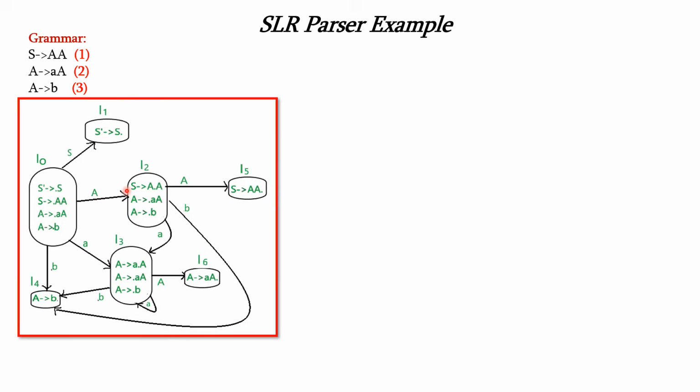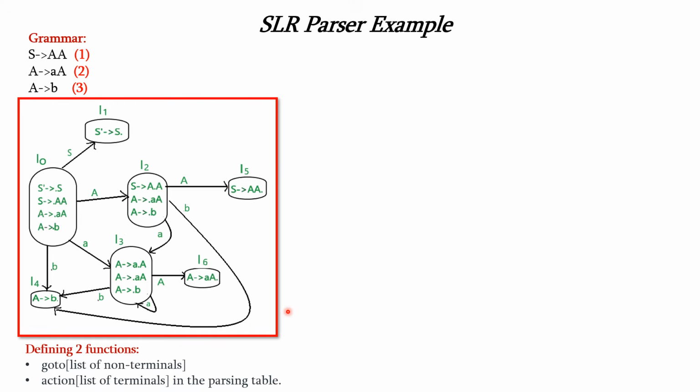Next, let us construct the parsing table. So consider the given grammar. Let us number it as 1, 2, 3. This is the transition diagram which is used for constructing the parsing table. For constructing the parsing table, we need to define two functions: one is goTo and another one is action. So goTo contains the list of non-terminals, and action contains the list of terminals along with the $ sign.